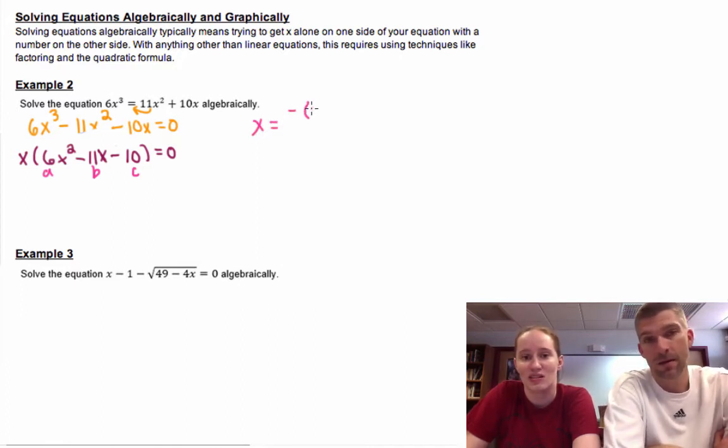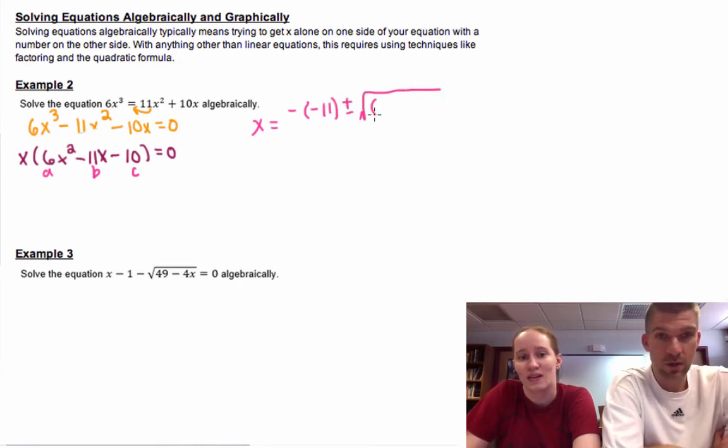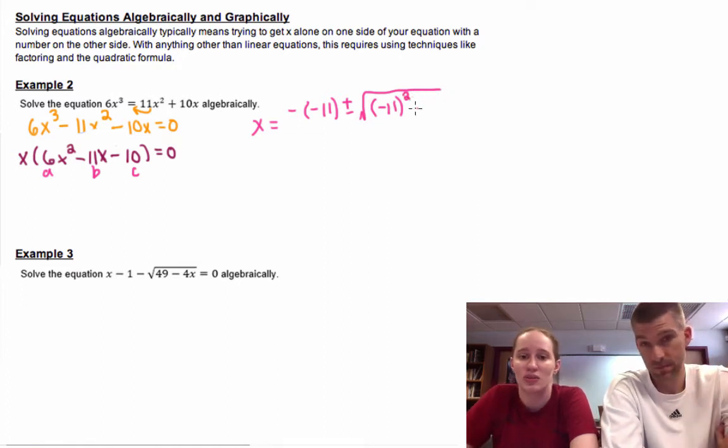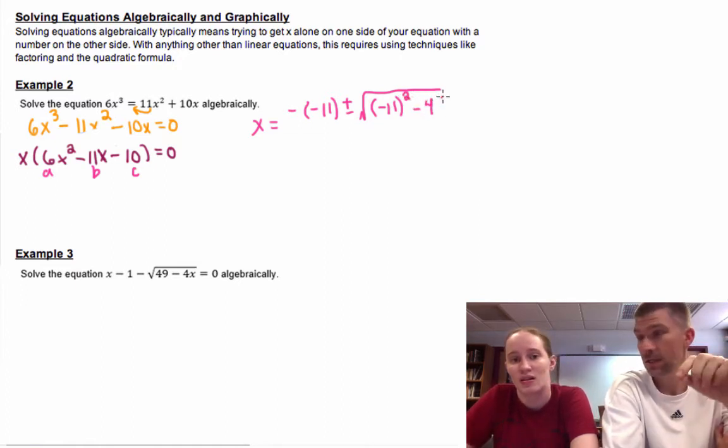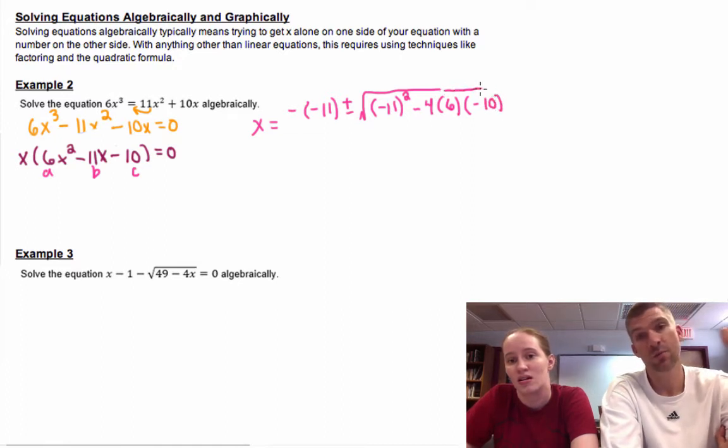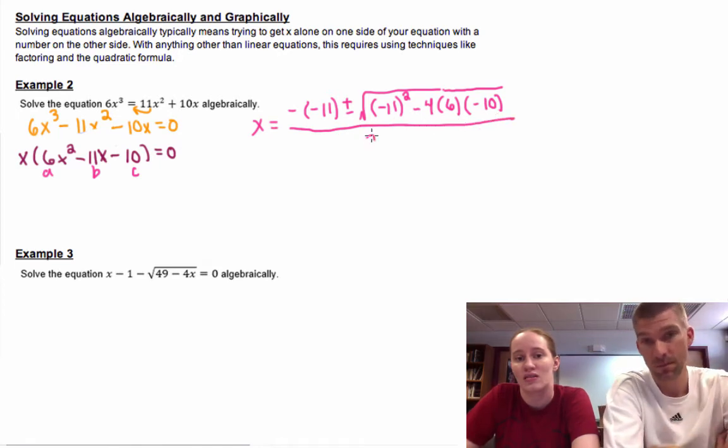X equals negative B plus or minus the square root of B squared. That's a negative 11 squared, by the way. Make sure you put it in parentheses. If you punch negative 11 squared into your calculator, you get negative 121. That's not correct. But if you punch in parenthesis, negative 11, parenthesis squared, you get positive 121, which is totally different.